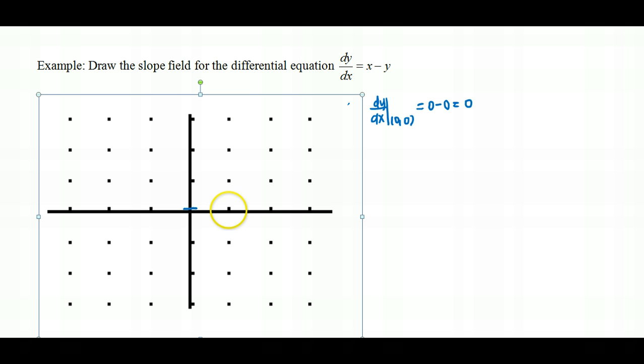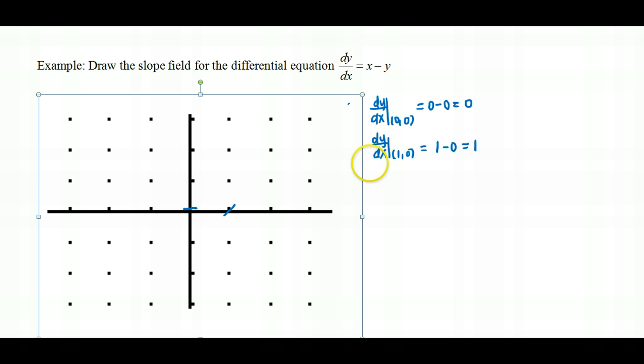Alright, let's move on to 1, 0. So dy dx at 1, 0. The x value is 1, the y value is 0. 1 minus 0 is 1. So I'm going to draw myself a little line with slope 1.